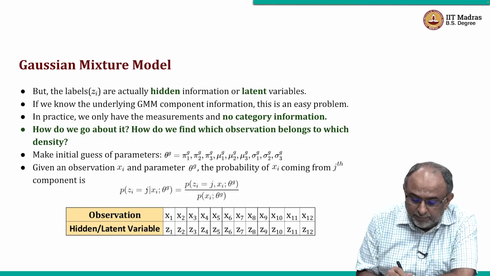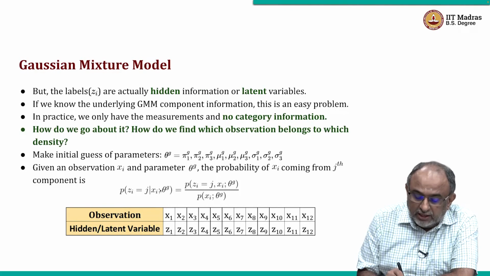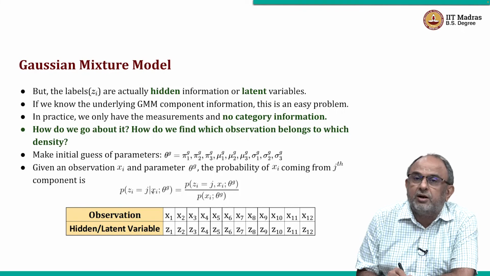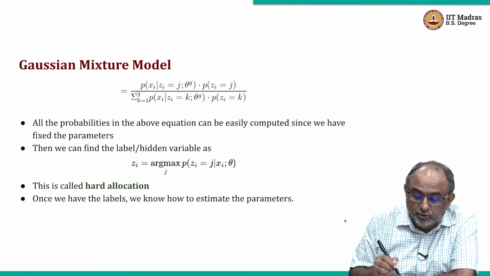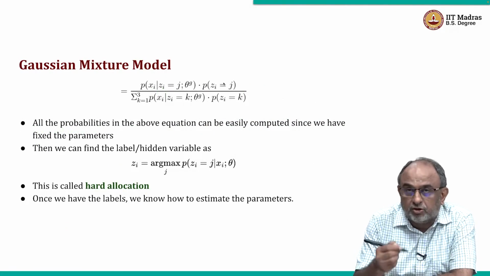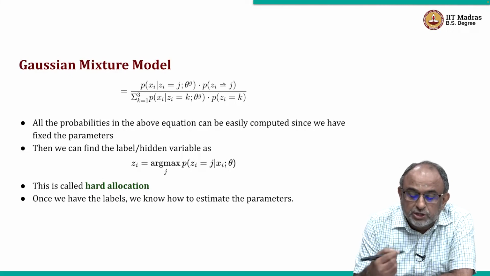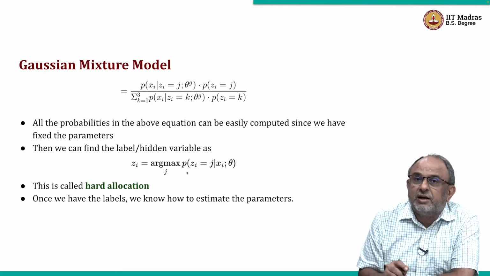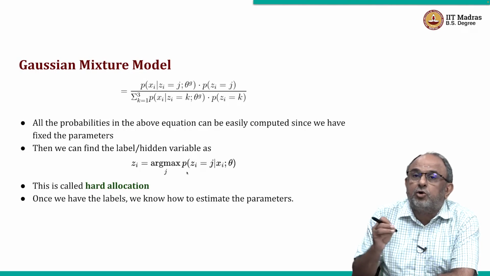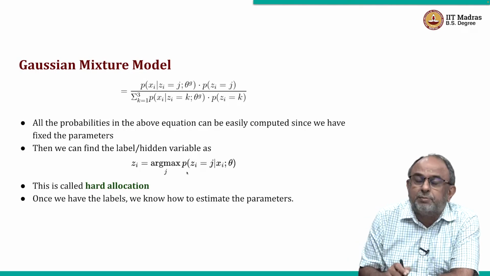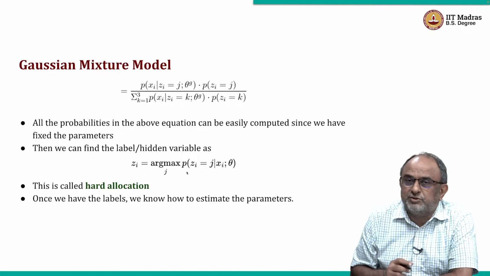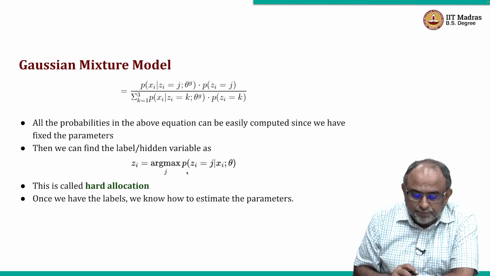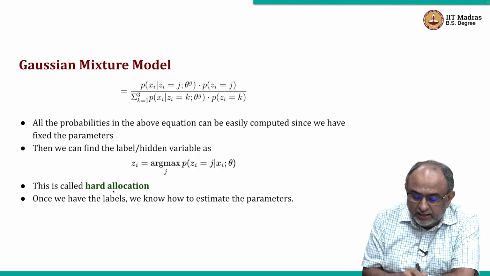So this is like a posterior: I have observed the data, how likely is it that it comes from category 1, category 2 or category 3? I compute it for all 3 categories, and whichever is the maximum, I am going to take that. Now I am assigning x1 to the label which has the maximum probability, the one most likely to have generated this particular observation. So this is a hard allocation.